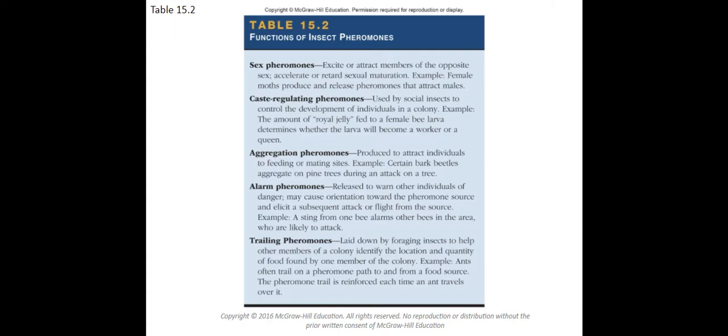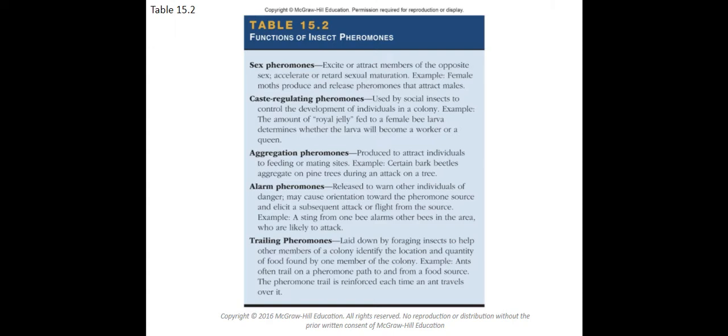There's aggregation pheromones that say, "Hey, come on over here. There's lots of food over here." Certain bark beetles produce this, and that makes them aggregate on a tree where they can eat and digest that tree. There's alarm pheromones that say, "Hey, there's some issue here. Somebody's trying to attack us. Run." A sting from one bee alarms other bees in the area.